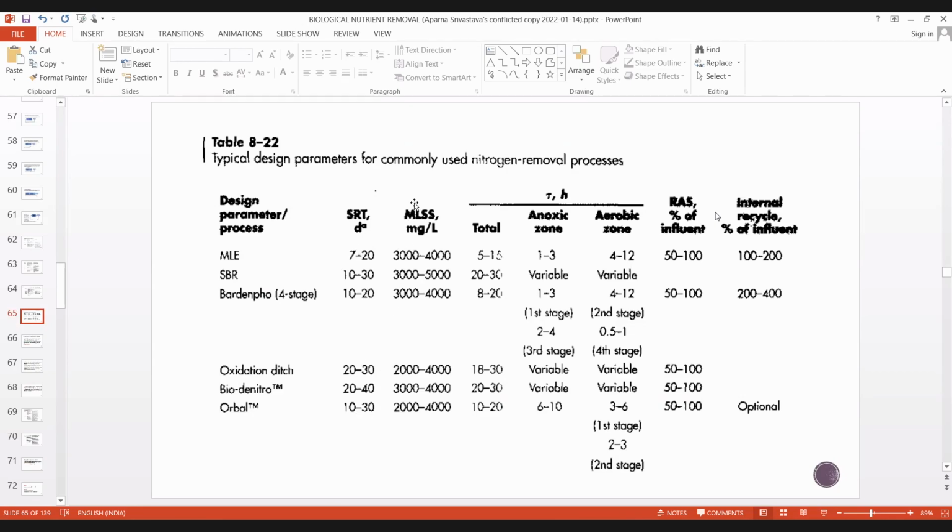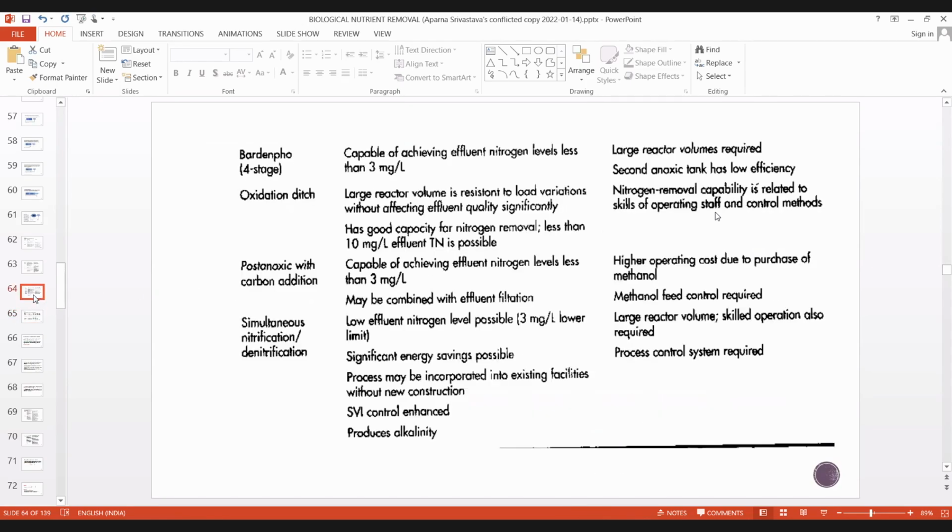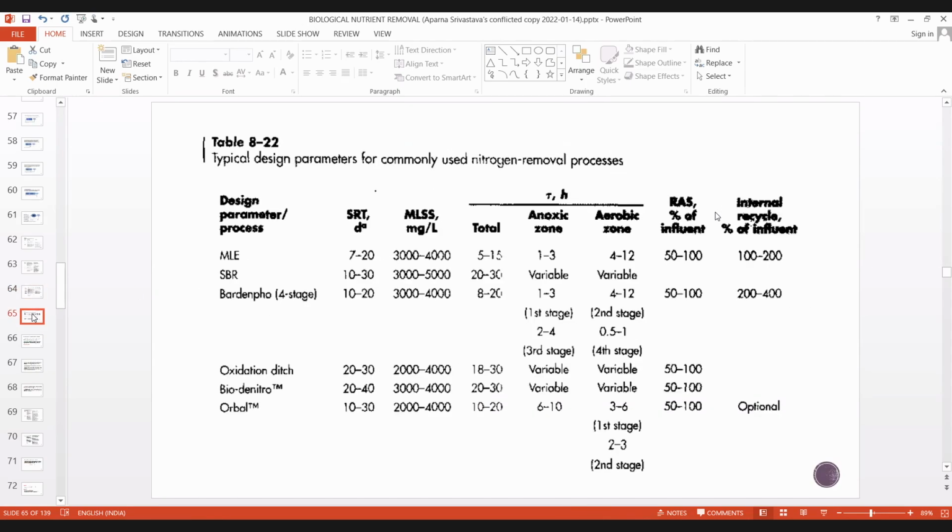Here SRT is there, MLSS concentration is there, anoxic zone, aerobic zone, return activated sludge, percentage of influent, internal recycling of influent. These are the things that are given. Please go through it here. Nothing is discussed. These are the ranges which are required when we are trying to design the reactor system for biological nitrogen removal. So all these things are with respect to biological nitrogen removal.